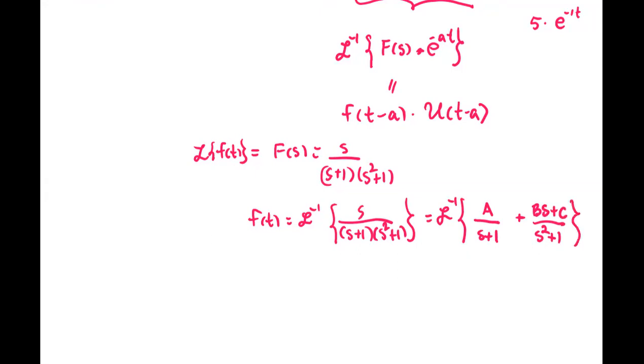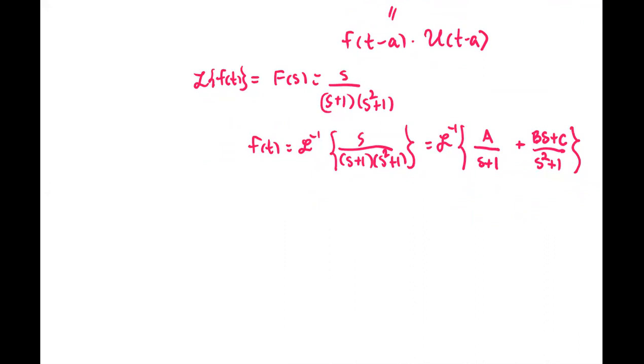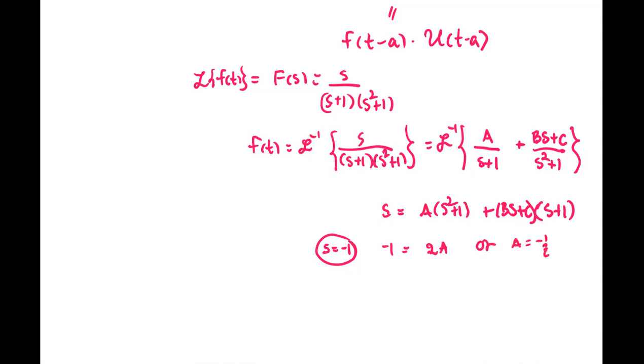We're going to find the values a, b, and c by the technique of undetermined coefficients. That means the numerator s of the original expression is the same as a multiplied by s squared plus 1, plus the quantity bs plus c multiplied by s plus 1. Use the appropriate numbers. For example, if s equals negative 1, the left-hand side is negative 1 equals 2 times a, or a equals negative 1/2. Let's set it aside: a is negative 1/2.